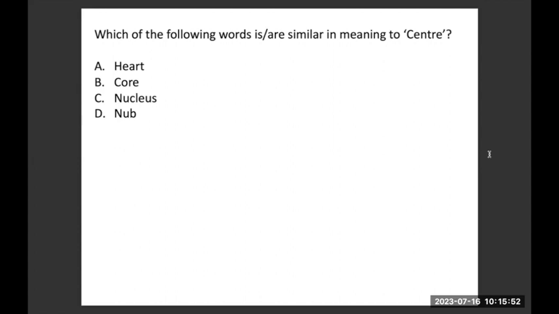Okay, in this case, let me just tell you because it's an easy one. All 4 options are correct. The heart, the core, the nucleus, the nub, they have similar meaning to the word center. We are not saying exact meaning, we're saying similar meaning. Nub also refers to a core part, a central part of something. Heart also refers to a core part or a central part of something, so it refers to core and nucleus. There will be these kinds of answer options also where all 4 options are correct. A, B, C, D, all are correct in this case. Okay.